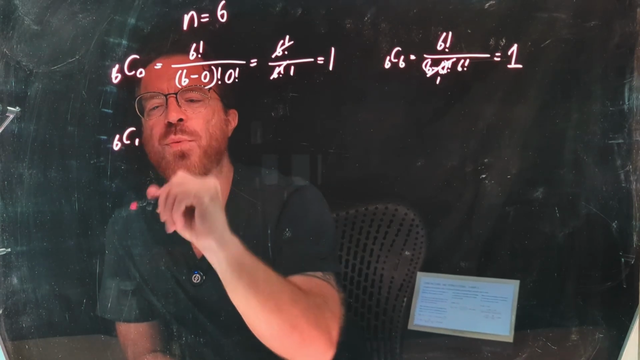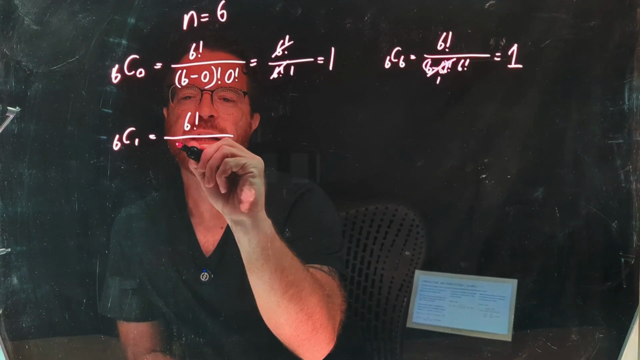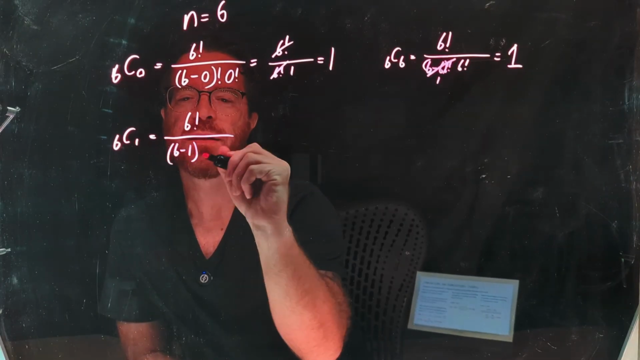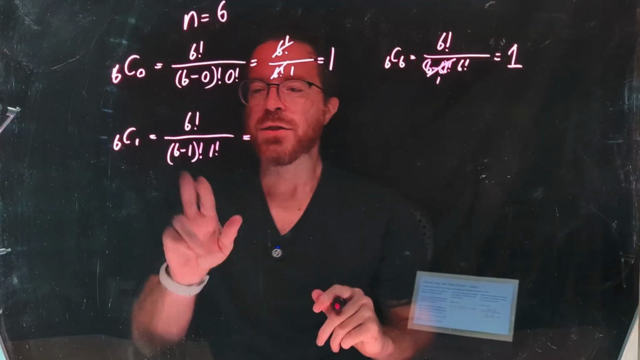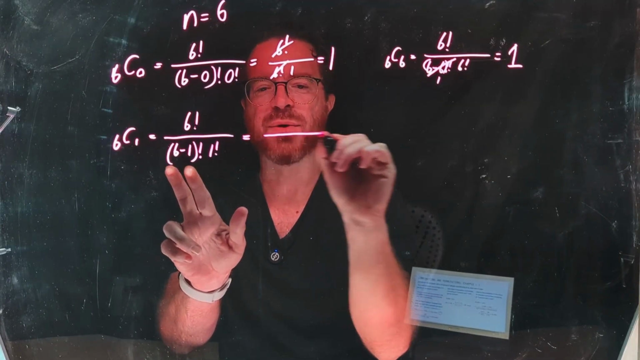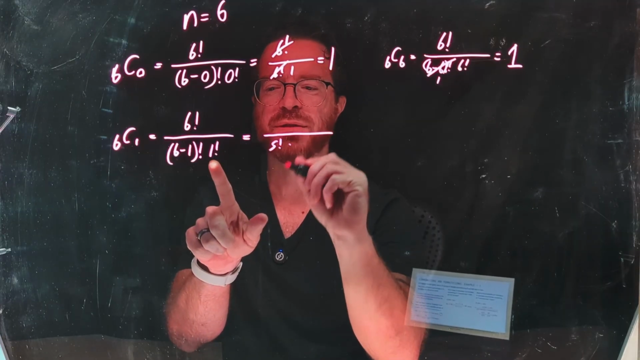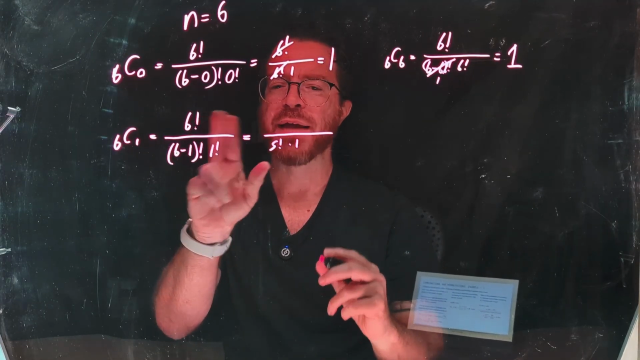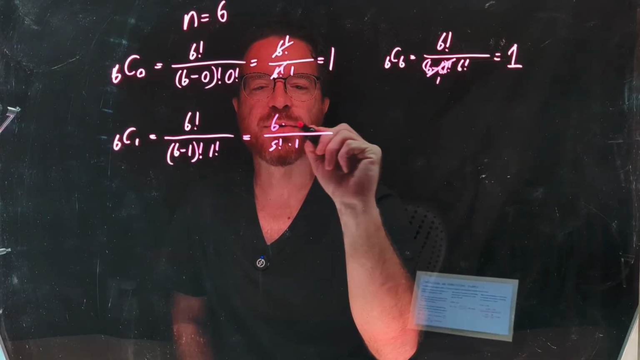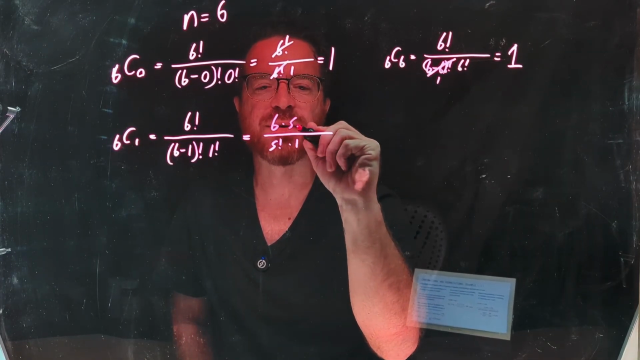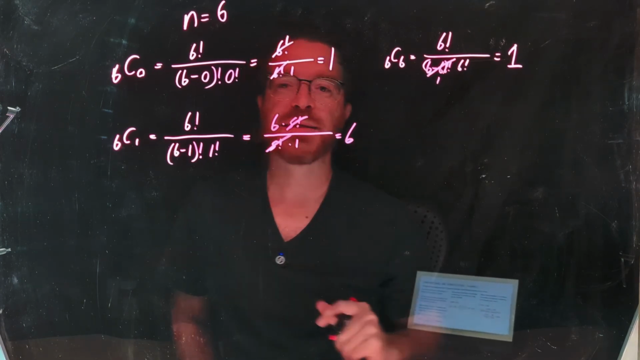If we do 6 choose 1, we're going to get 6 factorial divided by 6 minus 1 factorial, 1 factorial. So we're going to start with that 6 minus 1 factorial. That's going to give us 5 factorial. 1 factorial is just the same thing as saying 1. And then I'm going to do what we talked about previously. I'm going to take 6, and then I'm going to go down to my biggest factorial, which is that 5 factorial. The 5 factorials will cancel, and I am left with 6.